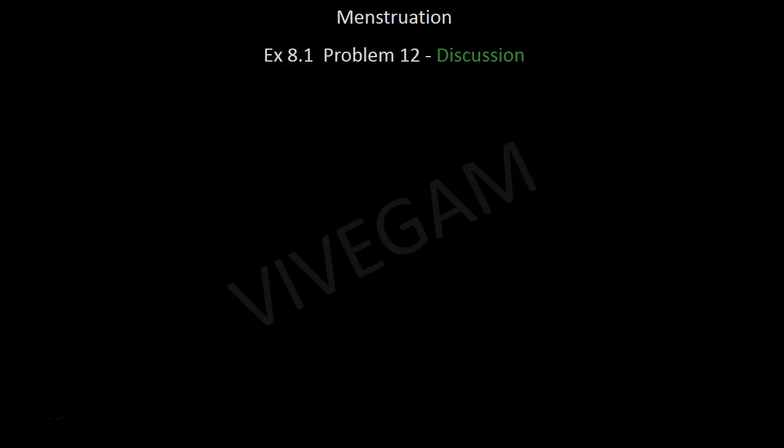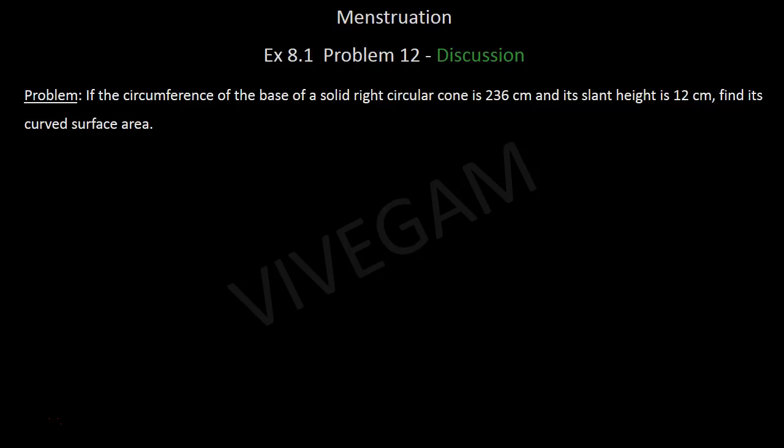Exercise 8.1, Problem 12, Discussion. Let's read the problem. If the circumference of the base of a solid right circular cone is 236 cm and its slant height is 12 cm, find its curved surface area.